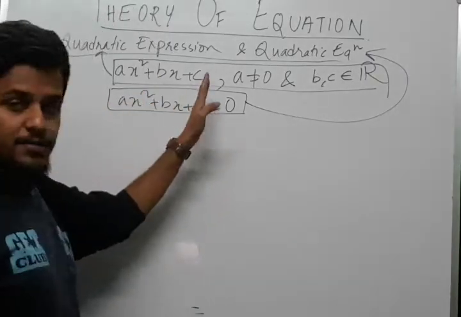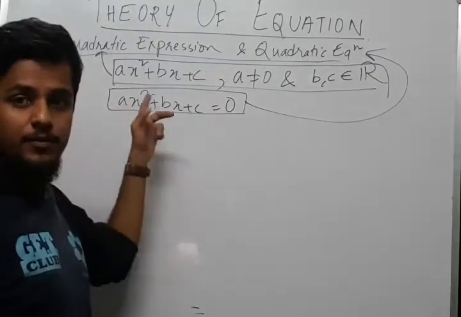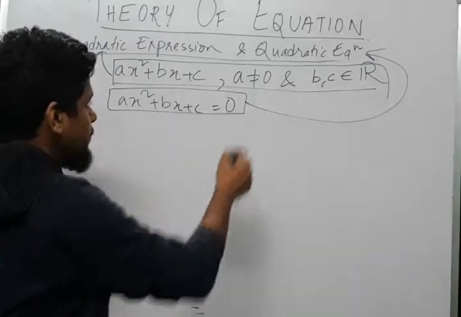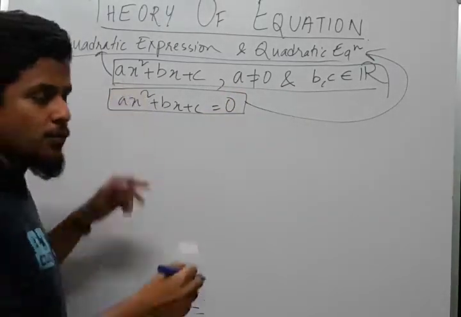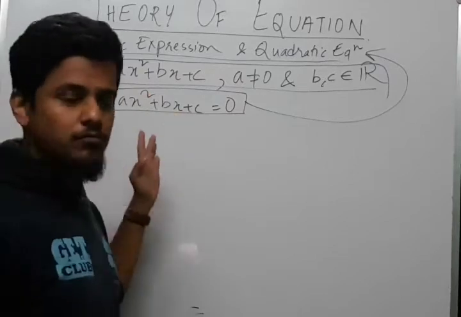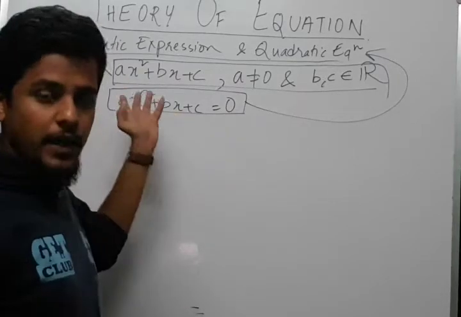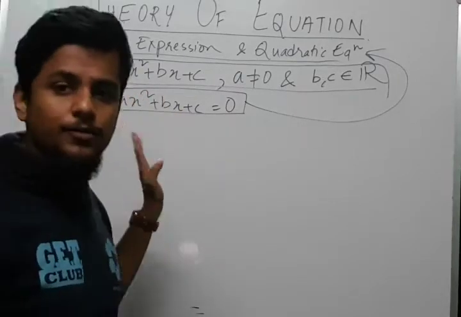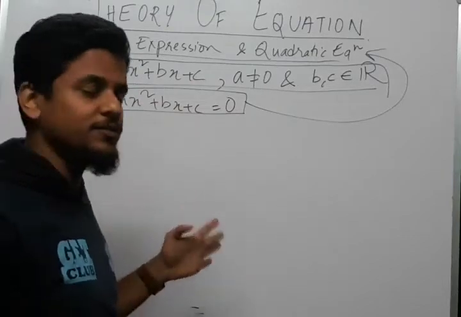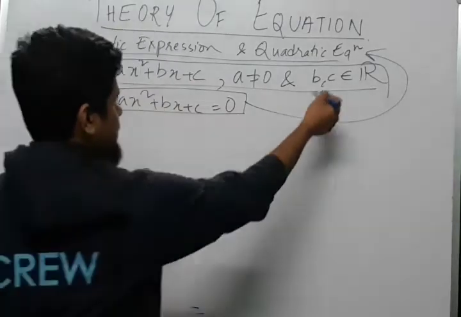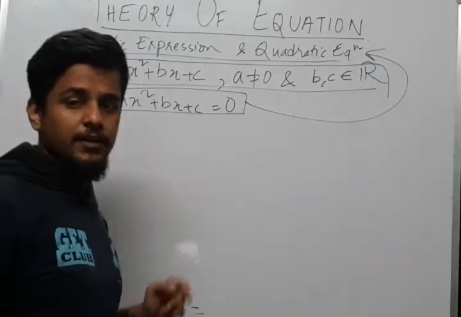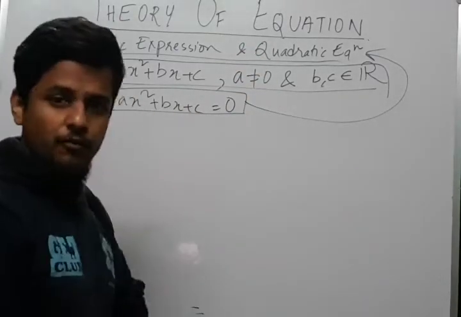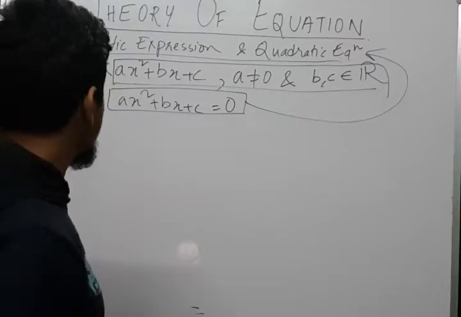So the quadratic expression is this part, ax square plus bx plus c. A is not equal to 0, because if a is equal to 0, we'll have no square term of x. That will not be a quadratic expression, that will be a linear expression in x. And b and c belong to the set of real numbers, and if this quadratic expression is equal to 0, then we get a quadratic equation. So it is a very straightforward definition.